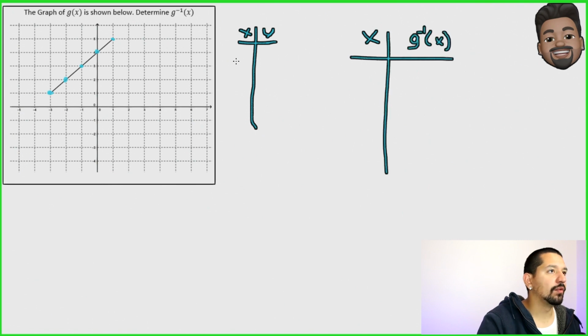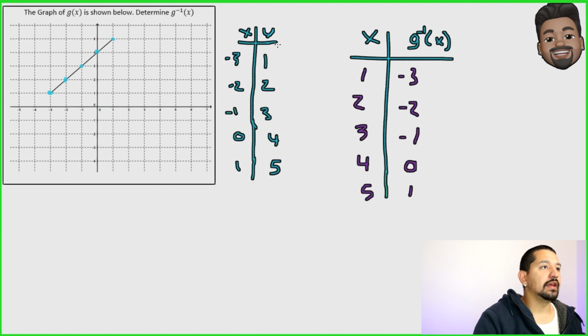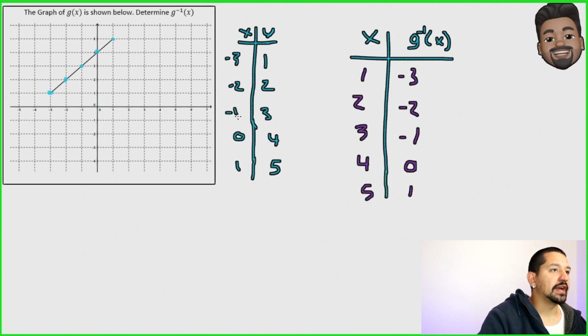So it's -3, 1. It's -2, 2. So let me go ahead and fill this out real quick. If we take a look here, I just filled out the rest, right? -1, 3, 0, 4, 1, 5. Now, if I do the inverse, I need to swap them. So we're going to switch the inputs and outputs.